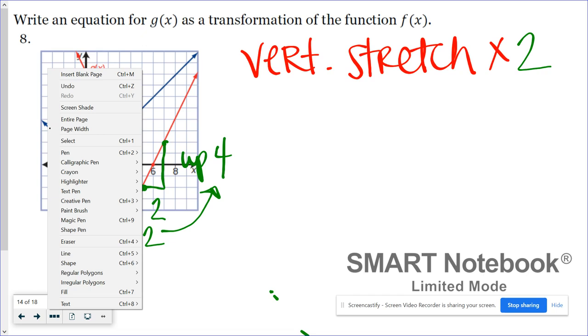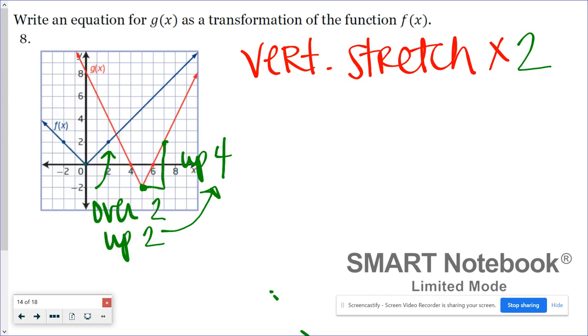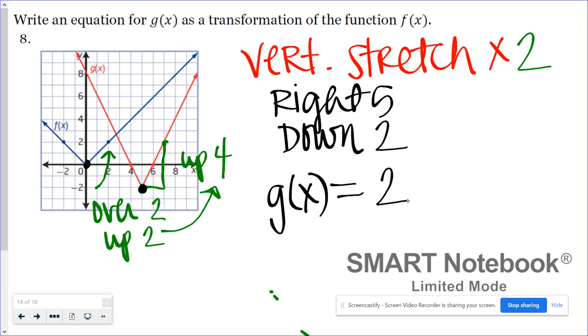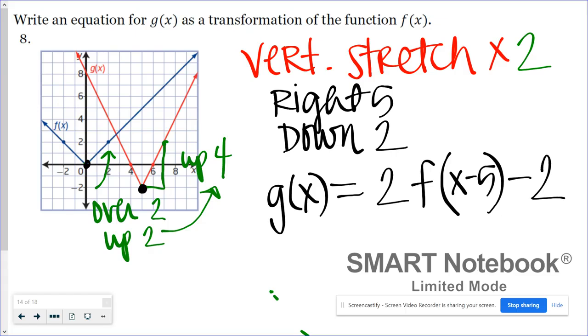I also notice a shift, because the vertex was at (0, 0) and now it's at (5, -2). So it shifted to the right 5 units, and it went down 2 units. If I put all this together, I can say that g(x) is equal to a vertical stretch, which would come first, so 2, times the function. Right 5 goes inside, and x minus 5 would show right 5, and then lastly down 2.